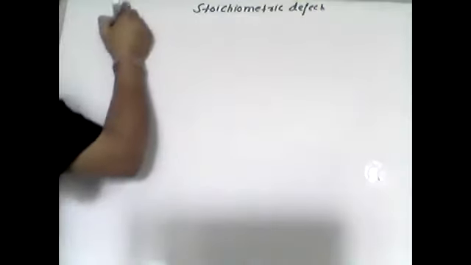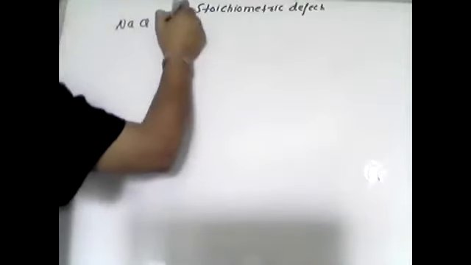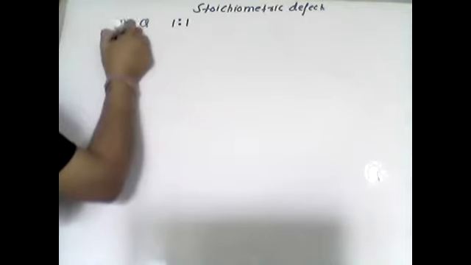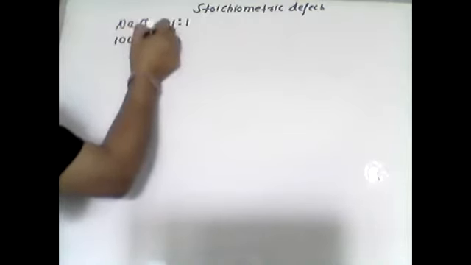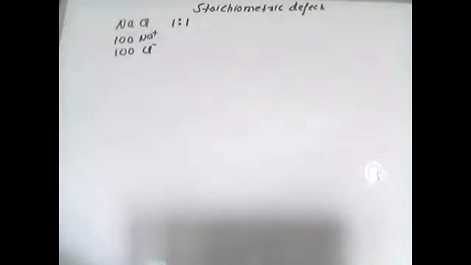Basically, what is the meaning of stoichiometry? Stoichiometry means defects in which the number of positive and negative ions is exactly the same as indicated by the chemical formula. Suppose I take NaCl. The ratio between Na and Cl is 1:1. It means that if I have 100 sodiums, then I must have 100 chlorides, so that the ratio remains 1:1. That is the ratio in the formula.